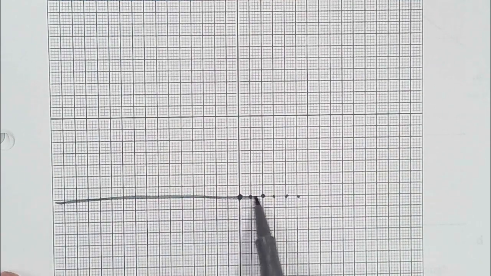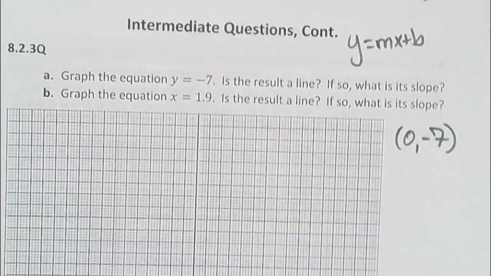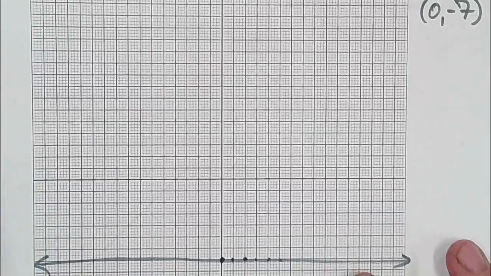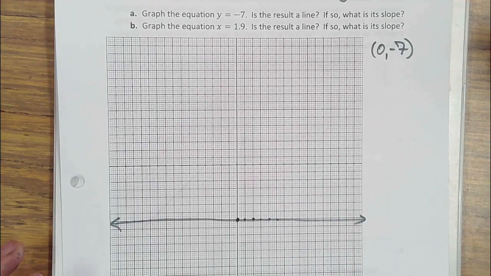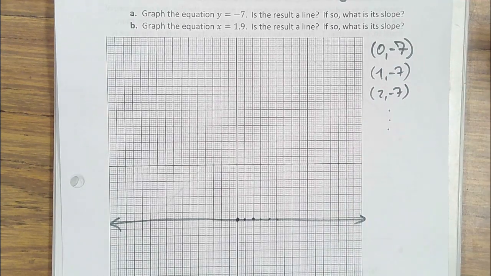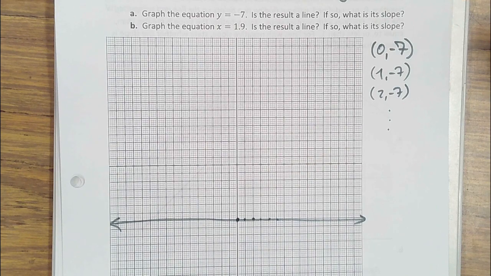All of these aren't going to go up and down. They're actually going to go left to right. And that makes sense because the negative 7 never changes. The y value never changes. So we're never going to go up or down. The only thing that changes is the x value. 0, negative 7, 1, negative 7, 2, negative 7, and so on. It's a weird pattern, but it is a pattern. And that's what that equation represents.